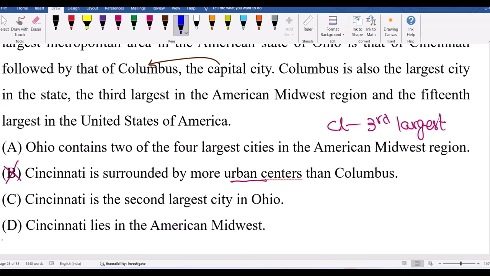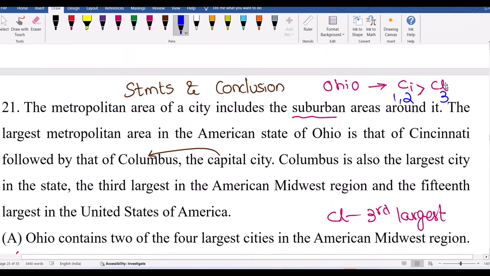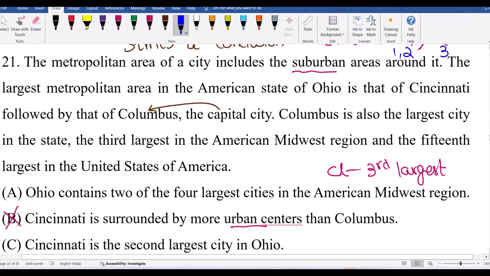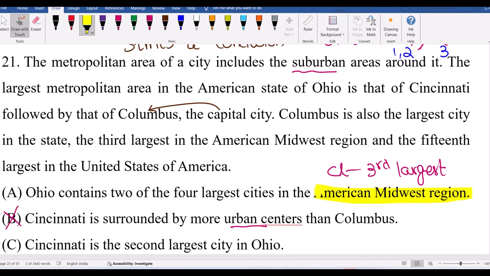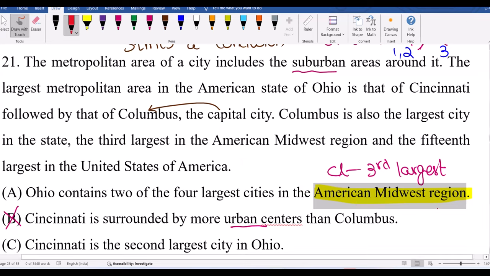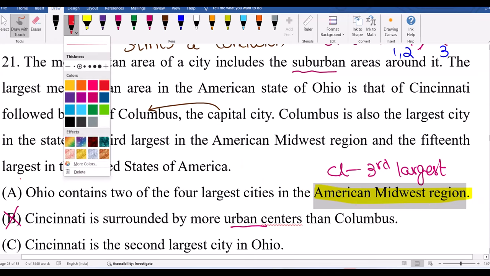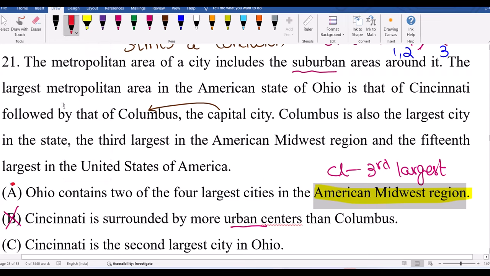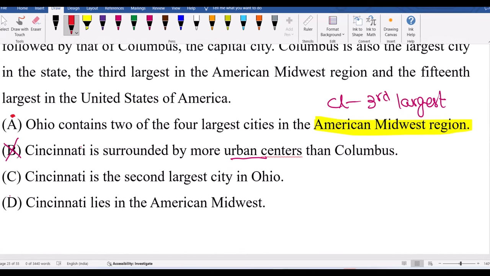We're talking about two cities, Cincinnati and Columbus. We are taking the 1, 2, 3 positions regarding that, which is regarding the American Midwest. Here also they clearly mention American Midwest. If we mention that, then we have to worry about A and D. If A is correct, then automatically D is also correct. So there is no statement in the question that Cincinnati comes under the American Midwest. Both A and D, putting a dot. Now let me think about C at least. So what is C saying?